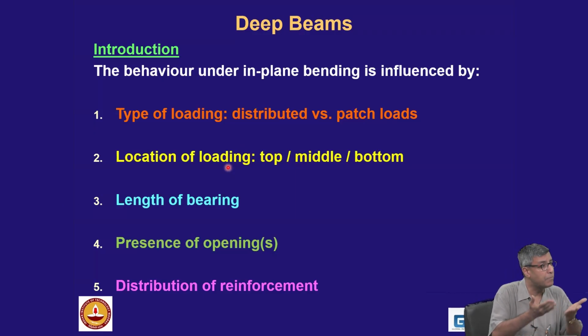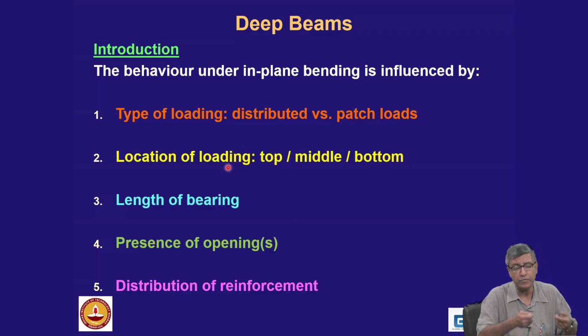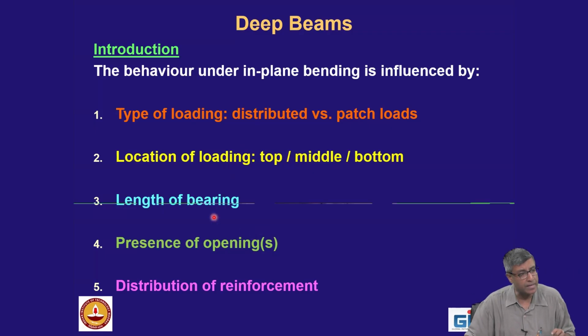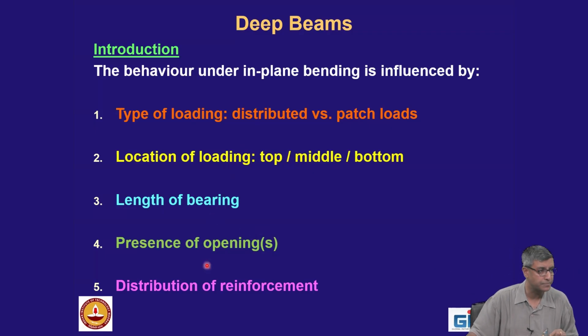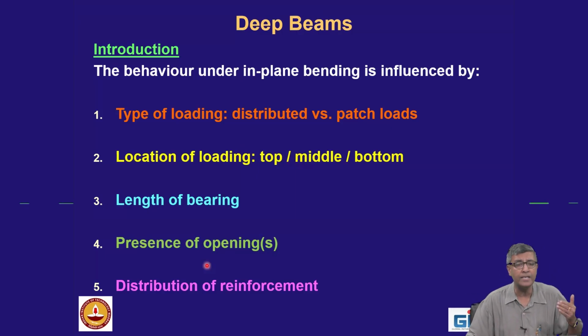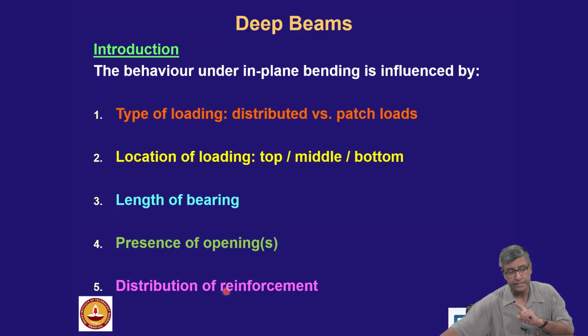But if the load comes at the bottom, that means you are hanging something like a sunken slab. Then you have to have hanger bars to pick up the load to the top. Or if the load comes somewhere in the middle, this can also happen. Length of the bearing is an issue. Presence of openings is also a requirement from the architectural point of view. Openings should be thought of a priori. And finally, it also depends upon the way you provide the reinforcement. This is what Professor Liberto also said, that you want to design the structure the way you want it to behave.